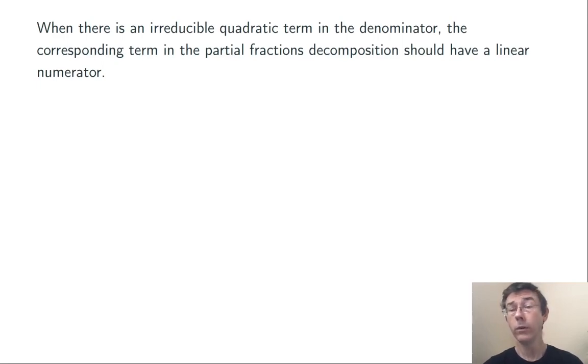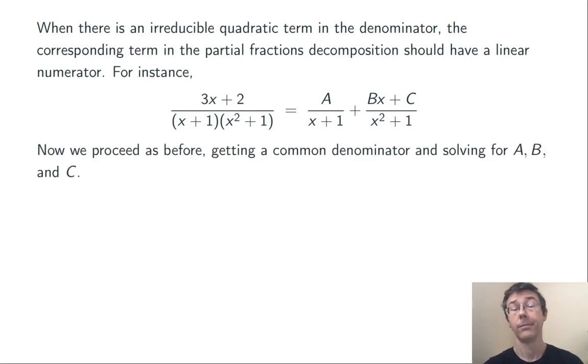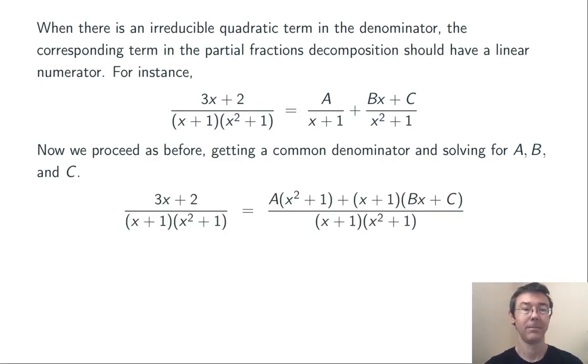When you have an irreducible quadratic term in the denominator, the corresponding term in the partial fractions decomposition should have a linear numerator. Here's what I mean. The x squared plus 1 term has a numerator that is bx plus c. So that's just the general form for a line. Now, our procedure is exactly the same once we have that written down. We want to get a common denominator, equate the numerators, and then solve for the constants a, b, and c.